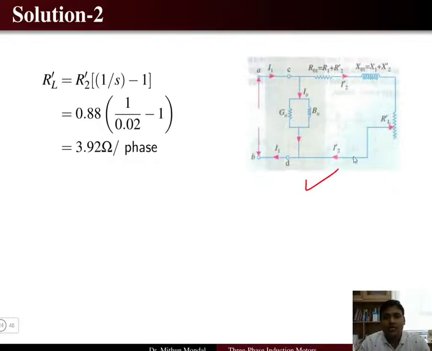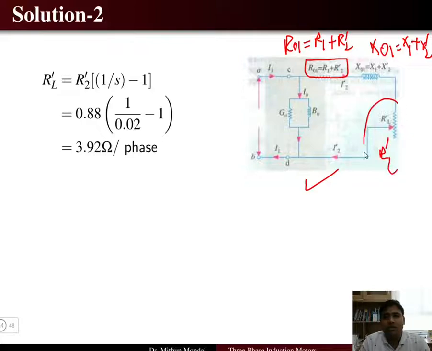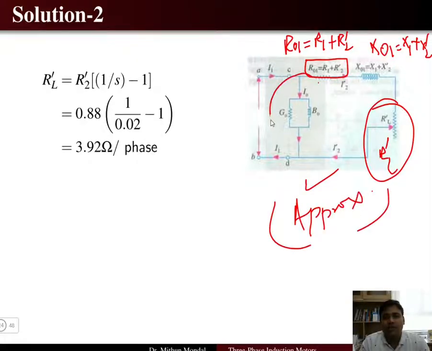So if we draw the circuit for the induction motor, which is referred to the stator side, we have the total resistance R01 equal to R1, that is the stator resistance, plus R2 dash, that is the rotor resistance referred to the stator side, and X01 similarly we can write as X1 plus X2 dash. Here you have the RL dash, which is the electrical equivalent of the mechanical load, and this circuit is the approximate circuit because the shunt parameters are referred to the left of the circuit.